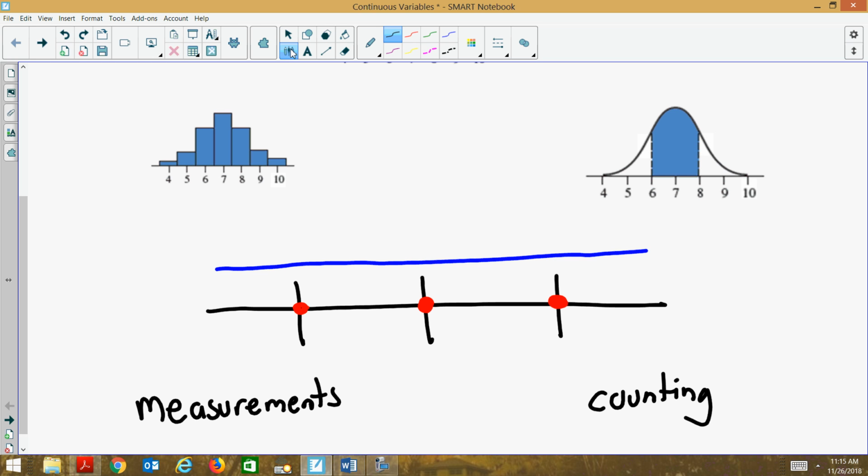Remember the difference between discrete and continuous. Discrete variables are variables that can be counted, versus continuous variables are variables that can be measured. Okay? So think of time, weight, and things that can be measured.